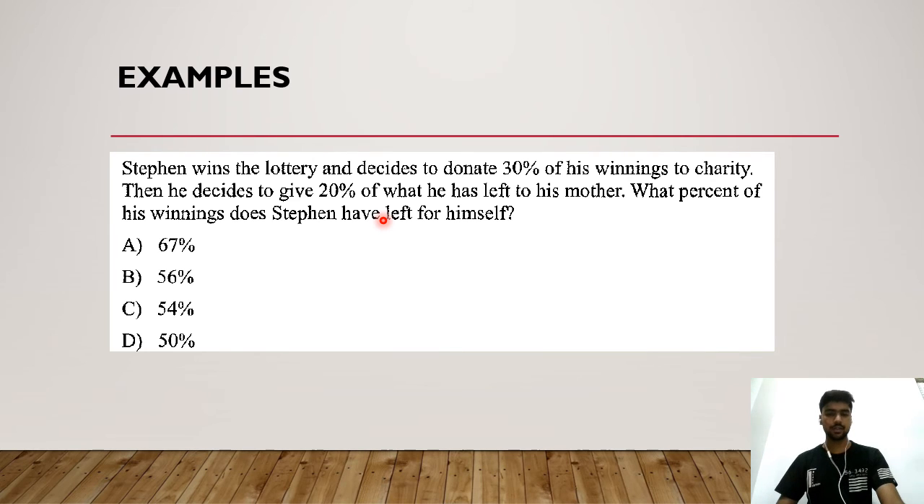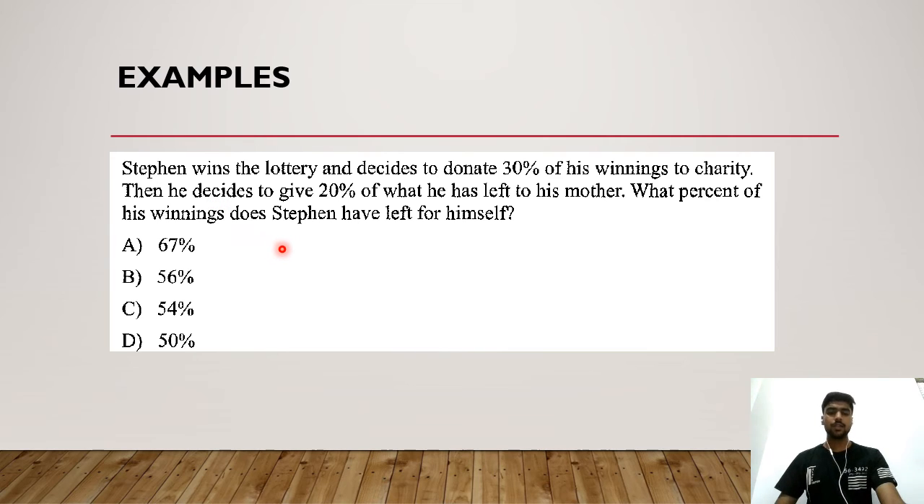It will be $14. So if $14 is given to his mother, how much will be left with him? He had 70, so 70 minus 14 would give you $56, which is 56% of the initial $100. So the correct answer would be option B, 56%.